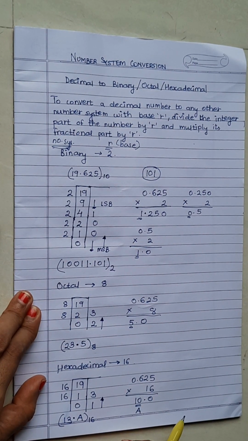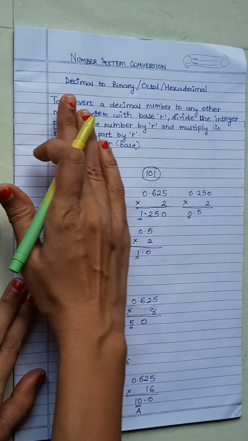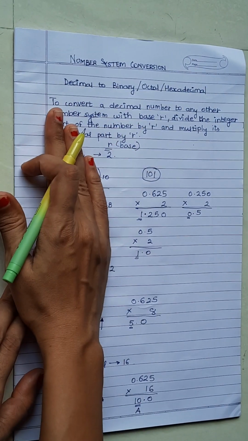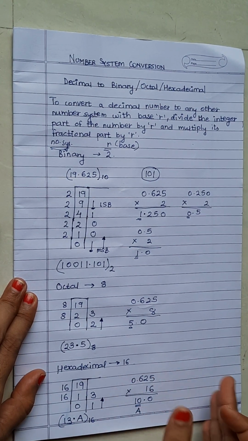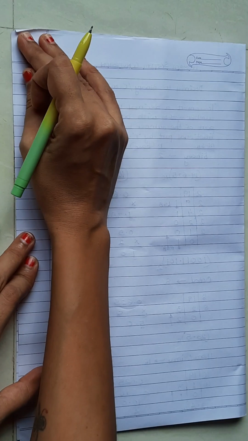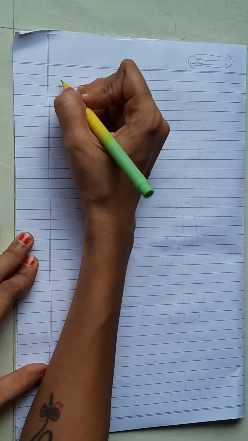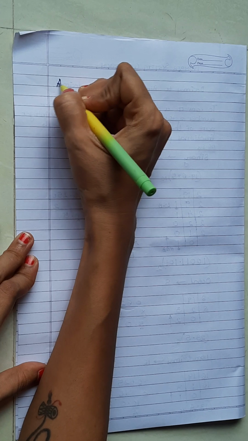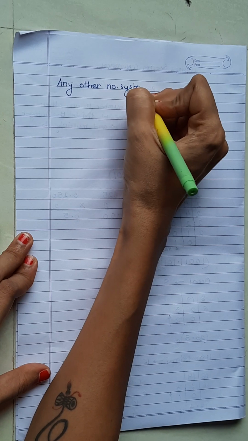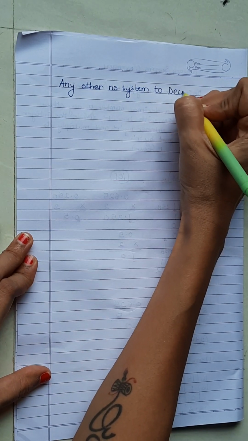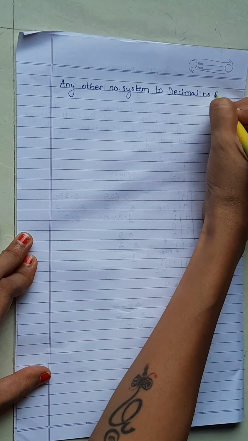Now if I want to convert binary to decimal, octal to decimal or hexadecimal to decimal, again the method is same, means common. And what is that? Let us see. Now let us see what I have to do if I have to convert any other number system to decimal number system.